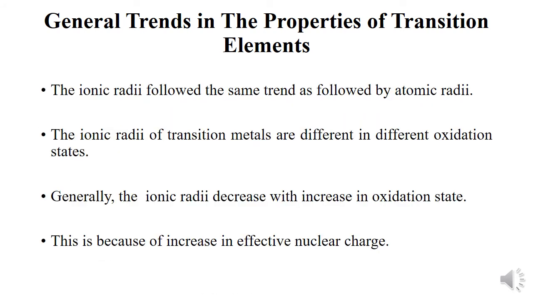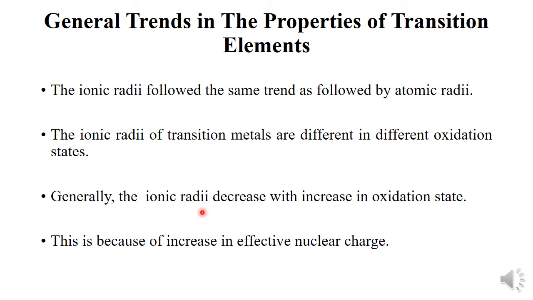So next is the next trend in case of the ionic radii. The ionic radii followed the same trend as followed by the atomic radii, that when we are moving from left to right in a period it decreases, while when we are moving from top to bottom in a group it increases. The ionic radii of transition metals are different in different oxidation states.